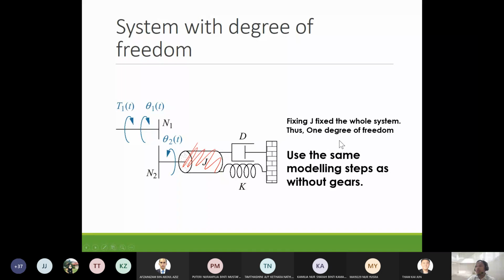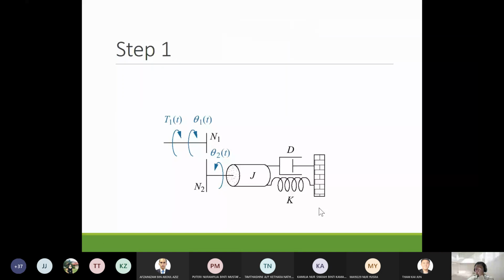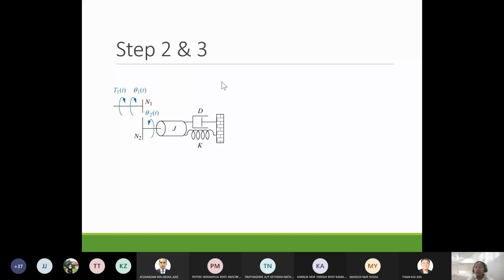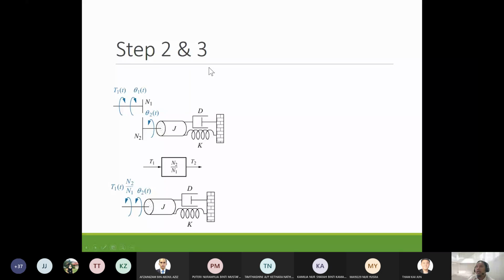So we can use the same modeling steps that you have learned just now, for the system without gearing. Step 1 is we need to identify the input. The input is the torque, and the output can be theta1 or theta2, depending on which one you want to measure. Then steps 2 and 3, we need to draw the free body diagram and write the equation of motion. Firstly, let's write the relationship for gears.